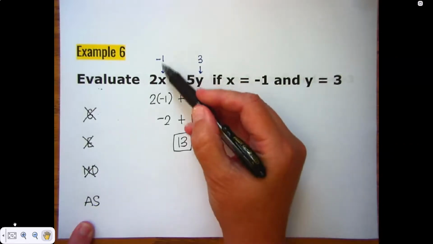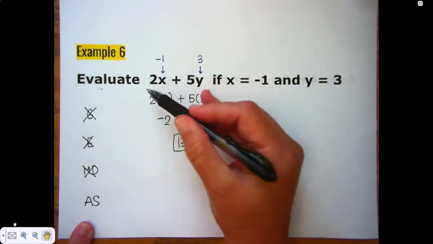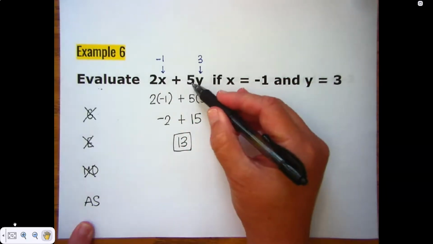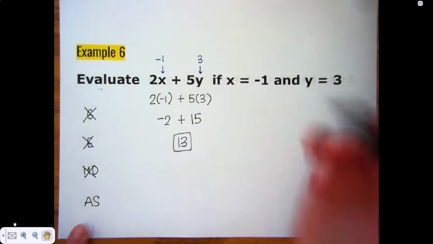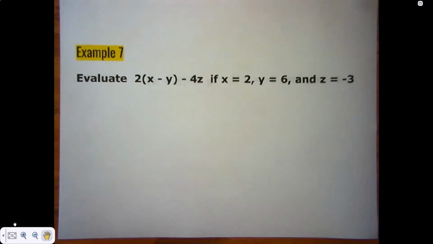So again here, the reason I put -1 in parentheses is because it's 2 times x, so 2 times -1. And the reason I put that 3 in parentheses is because it's 5 times y, 5 times 3. So I'm using those parentheses to show my multiplication.